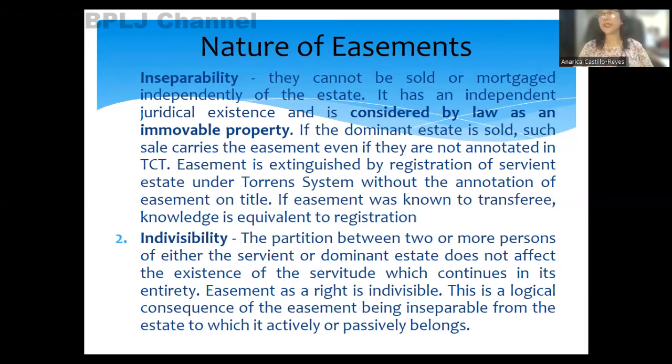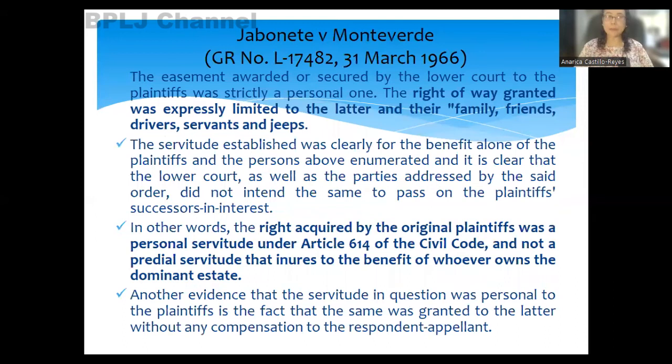Another character or nature of an easement is indivisibility. So the partition between two or more persons of either the servient or the dominant estate will not affect the existence of the easement, which continues in its entirety. Easement as a right is indivisible. This is the logical consequence of the easement being inseparable from the estate to which they actively or passively belong.